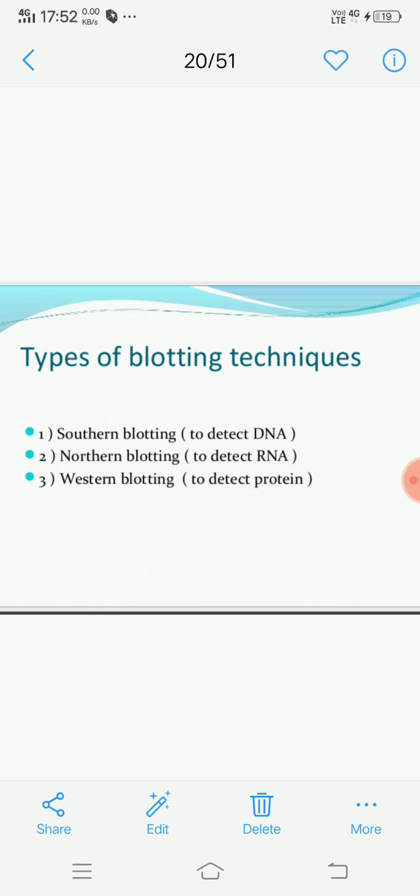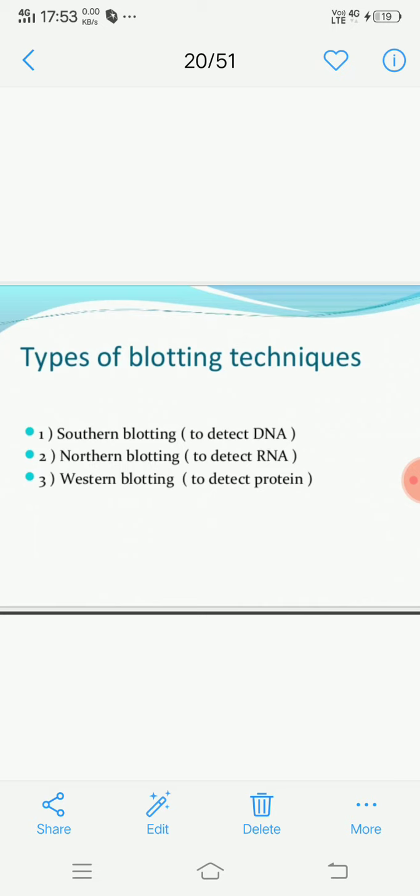Second is the northern blotting. Northern blotting is used to detect the RNA molecule. There is no scientist like a Northern. There is only one scientist, Southern, and after the name of that scientist the Southern name is given, but for Northern there is not such a scientist. So Northern is just a synonym to the Southern. Western is also just a synonym to the Southern and Northern.